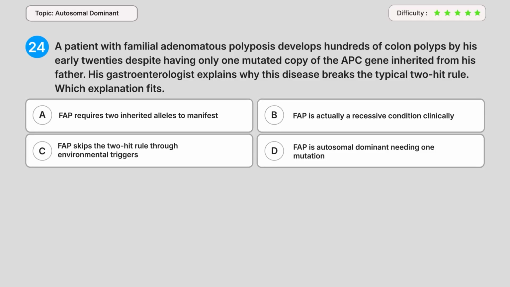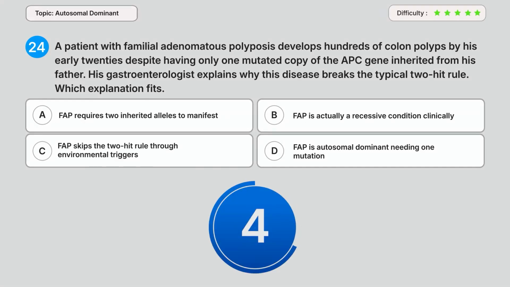Which explanation fits? A. FAP requires two inherited alleles to manifest. B. FAP is actually a recessive condition clinically. C. FAP skips the two-hit rule through environmental triggers. D. FAP is autosomal dominant needing one mutation. What do you think is the answer?